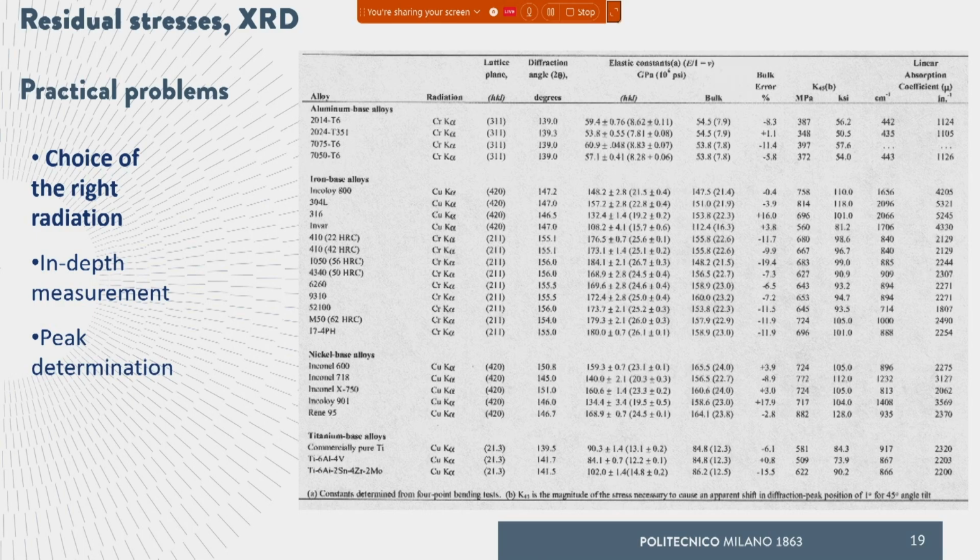And in this table, you can see some information also: the lattice plane that is interested by the chromium radiation, for instance, or from other radiation, the diffraction angle 2 theta that we should expect to investigate for each material, the elastic constants of the material that are referred to that lattice plane and not to the bulk, and so on.